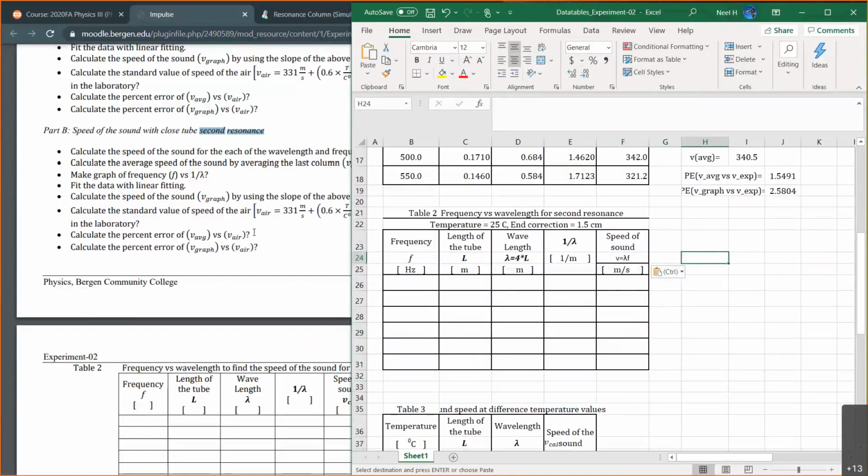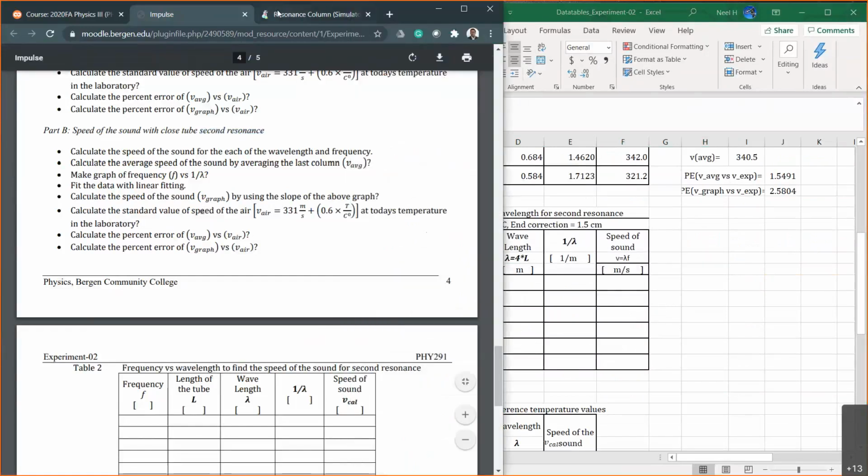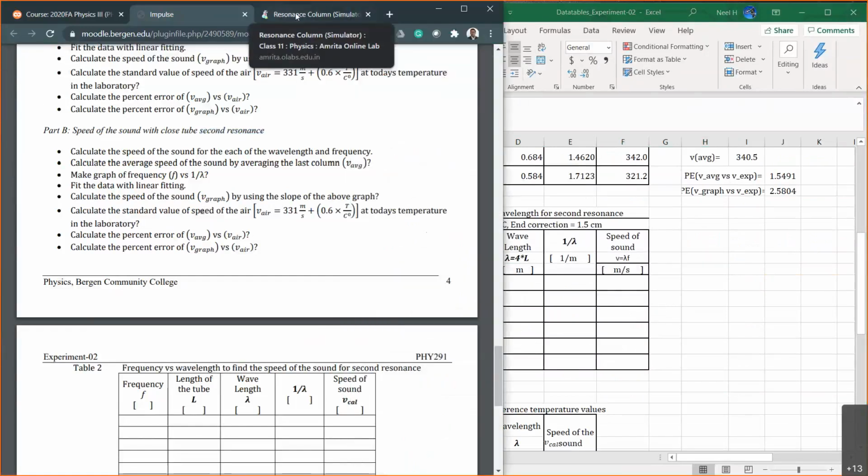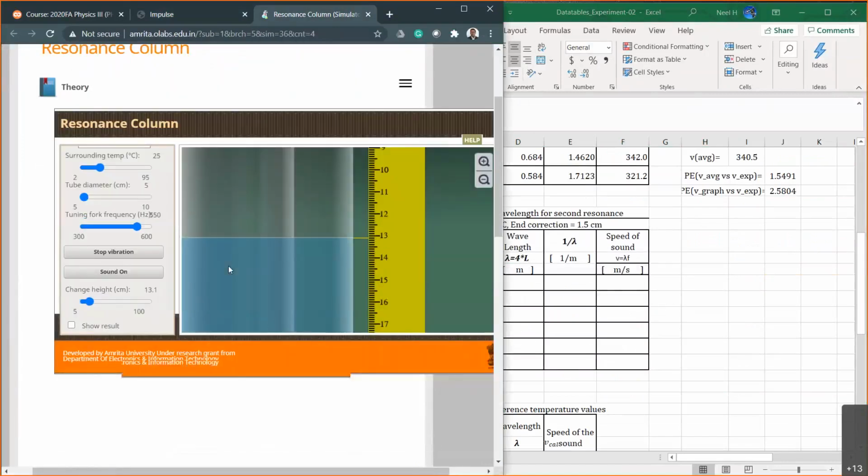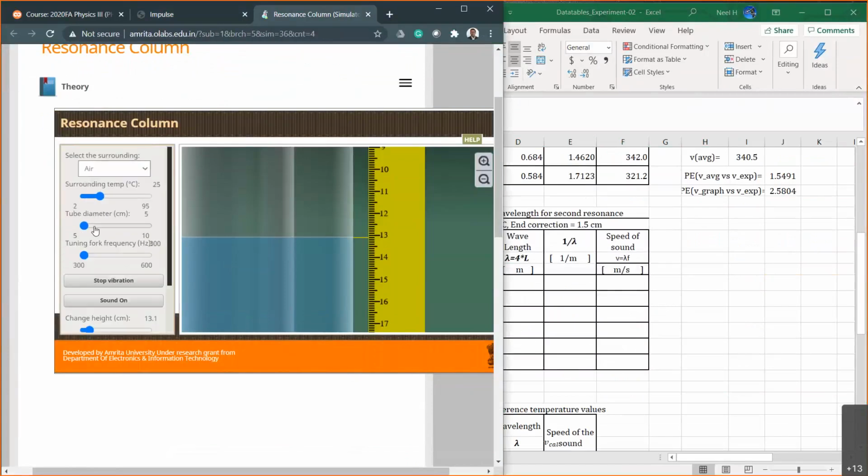All right, so to do that, the only thing I have to make sure of is that I'm observing the second resonance. That's the only difference. Now let's go back to frequency 300 and keep everything as it is. Tube diameter is the same, the room temperature is fine, the surrounding is just air. Don't make any changes there.